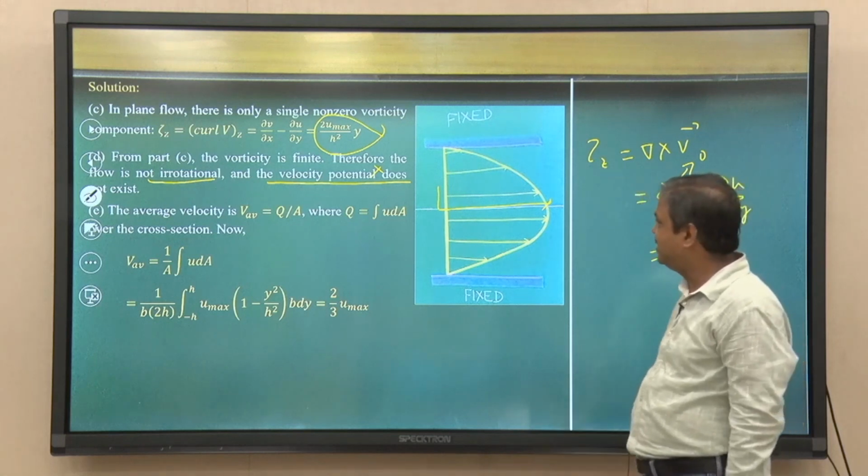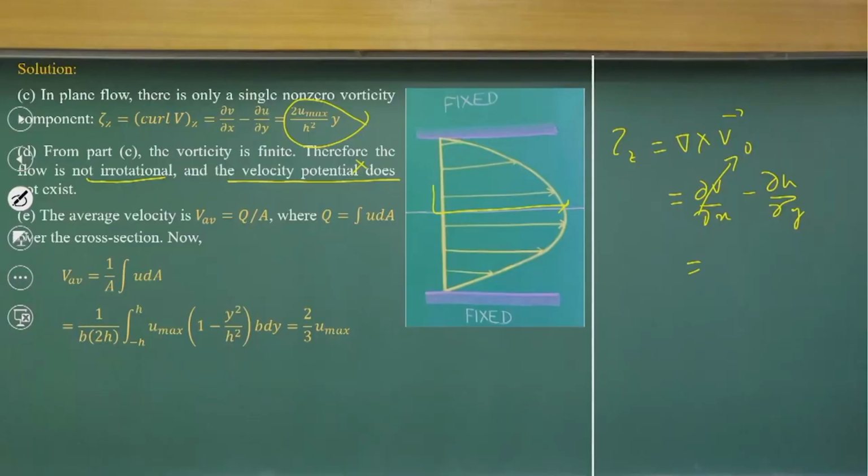It is very easy. If I consider this discharge, which is u dA, velocity in area integrations from minus h to plus h, divided by this area, I will get the integrations over this. B is the dimension perpendicular to this plane, a unit dimension that sometimes we can consider. This is the dy, so we will get the average velocity.